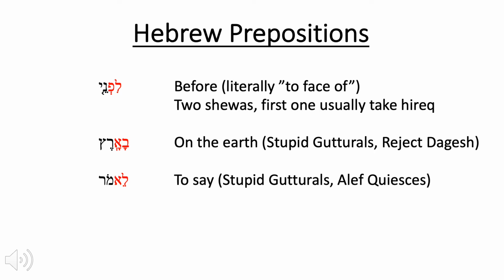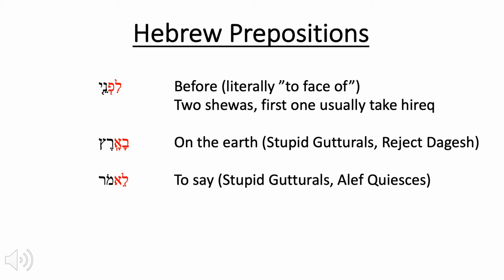Typically, when 2 schwas run into each other, the first schwa becomes a hirik. I like to think of it as 2 schwas fighting. The second schwa stabs the first schwa in the eye, so that it takes away one of the eyes, or one of the dots, leaving it with only one eye, one dot, which is hirik. I find that Hebrew is more memorable the more violent you make it.